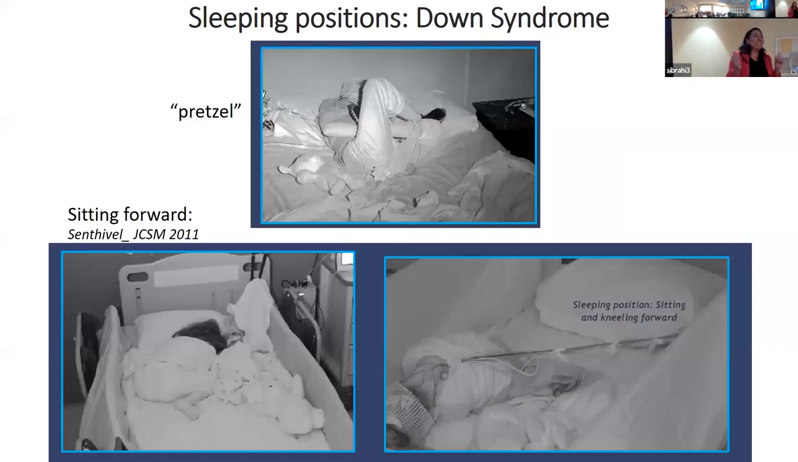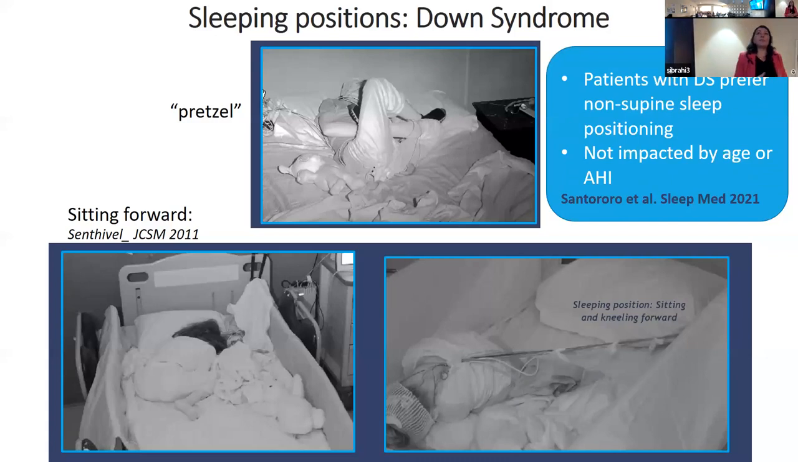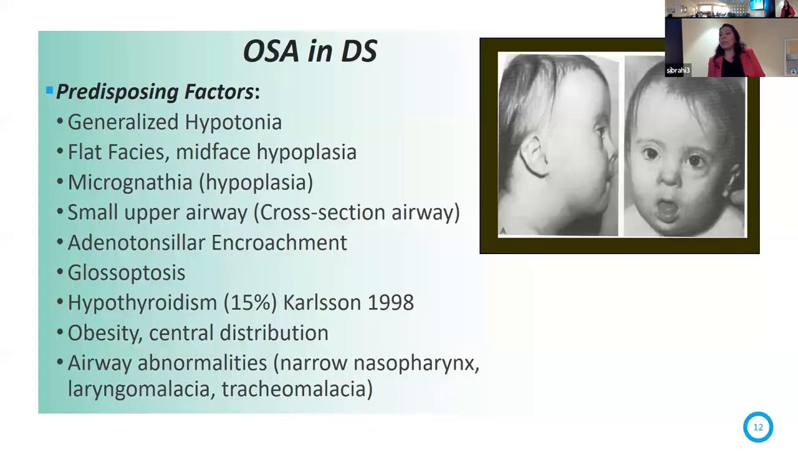They're very flexible, right? So in the sleep lab, we see all sorts of positions, and this is quite commonly described, not only by parents, but now in the literature. The sitting forward position is particularly common. These are all patients from our sleep lab very recently, so this is how common it is. You will find it if you look for it. That's sleeping position, sitting forward and kneeling forward. It looks very uncomfortable to me. I don't know how they do it, but they do it quite often. So some people said, let's study this. And it turns out patients with Down syndrome avoid the supine sleep position. There's very, very few of them actually on their back. They asked whether that is because of their breathing, and it doesn't seem to be impacted by age or AHI, although there may be some subtle things that make them want to do that position a little bit more frequently.